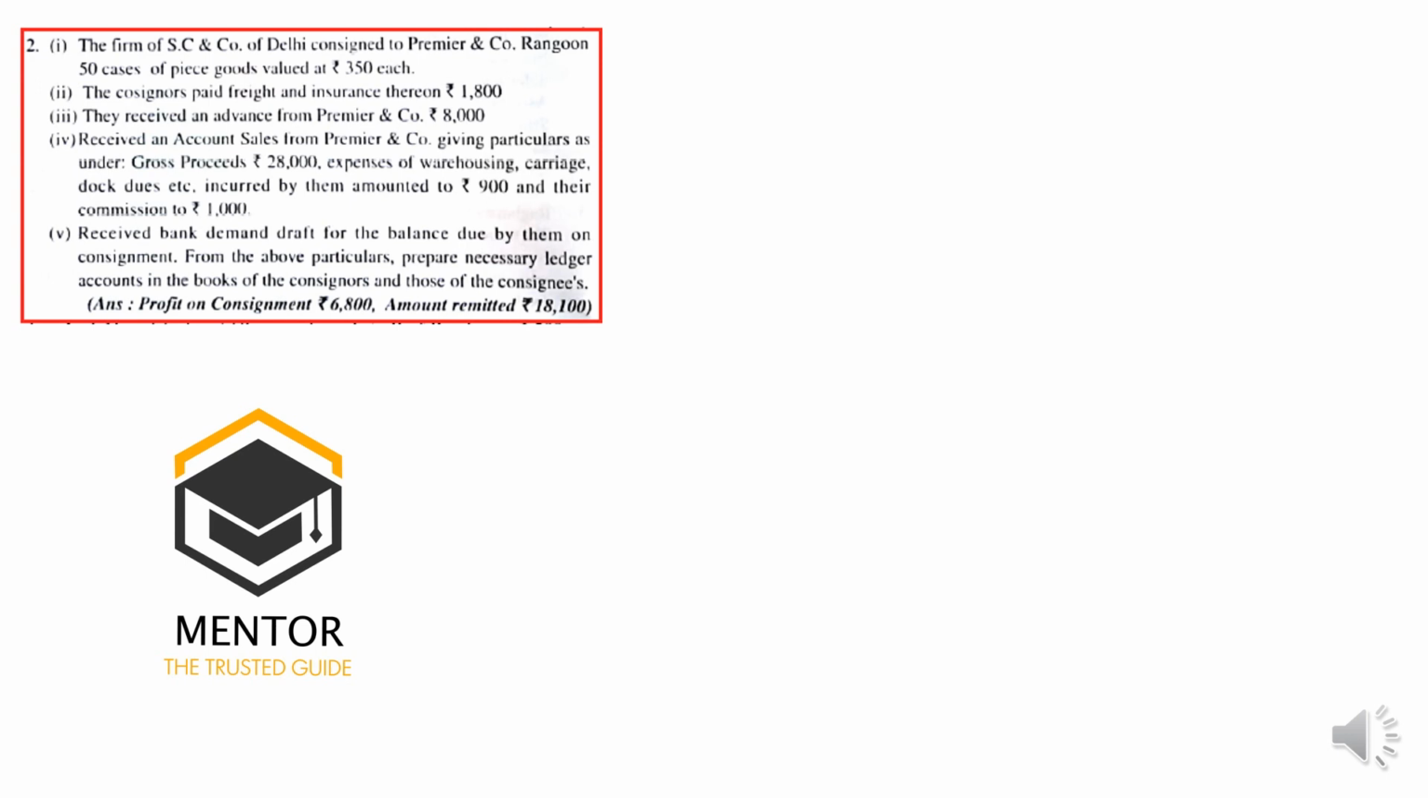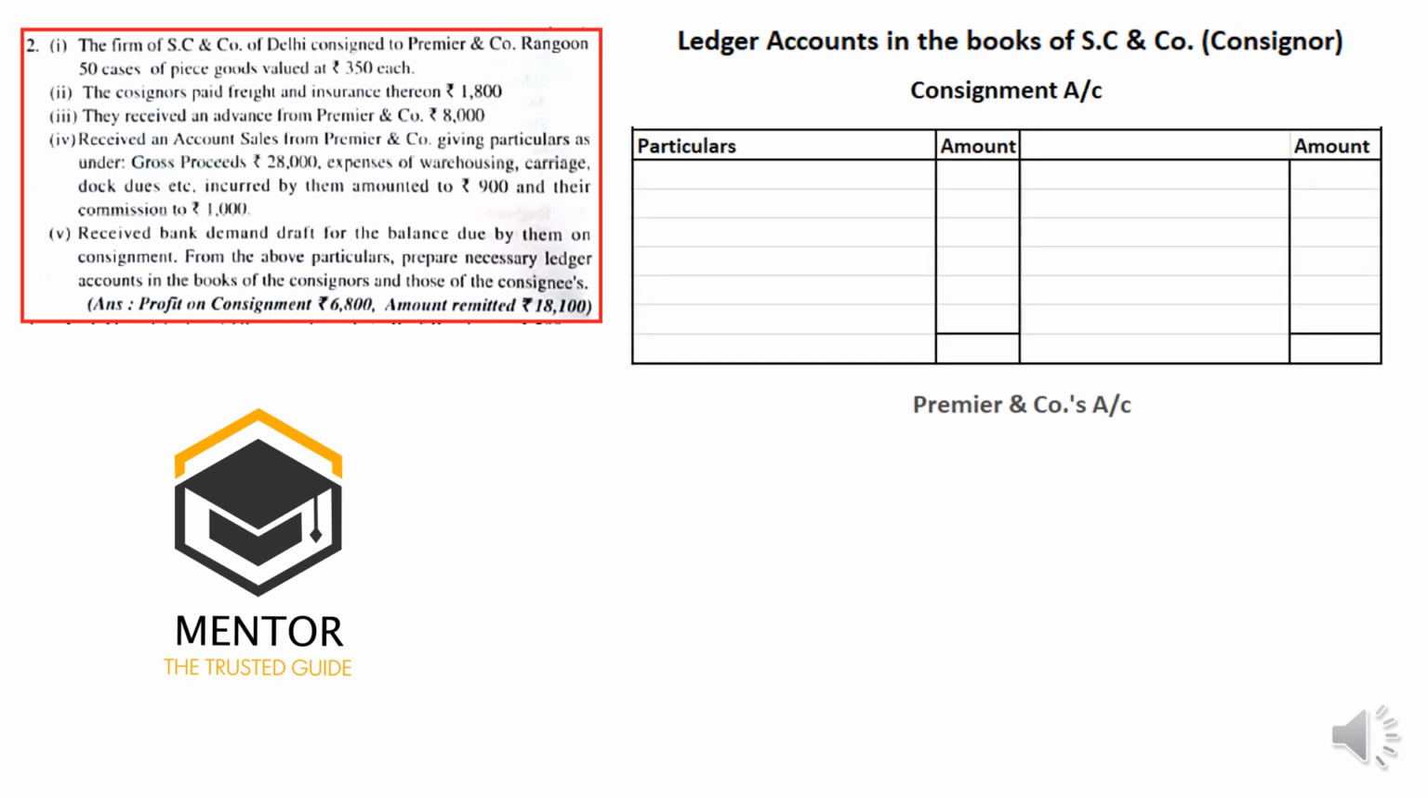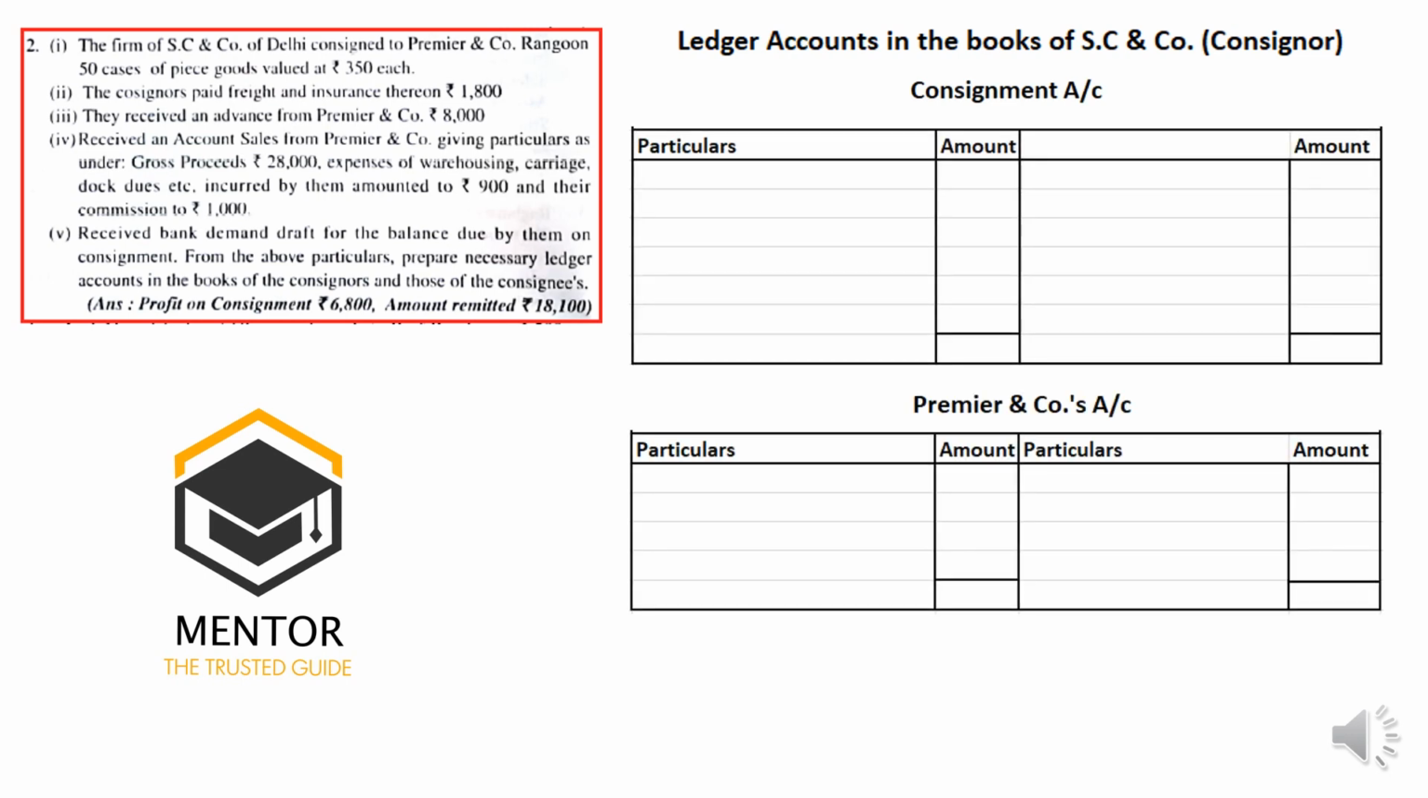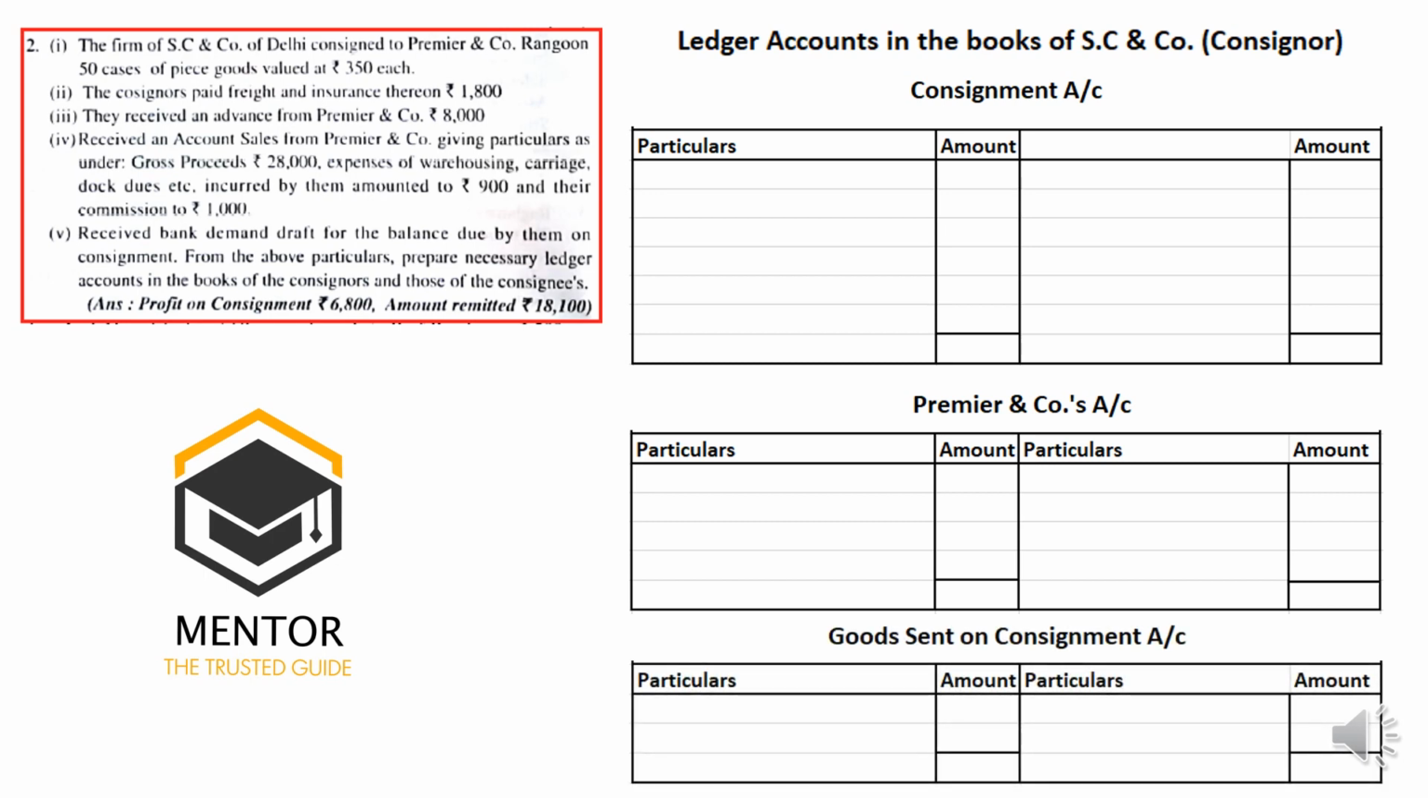So we have to prepare ledger accounts in the books of consignor, that is SC and Company. How many ledger accounts do we prepare? We prepare 3 ledger accounts. One is consignment account, second one is Premier Company, that is consignee, and third one is goods sent on consignment account. So we will start these accounts simultaneously as we prepare all the 3 accounts.